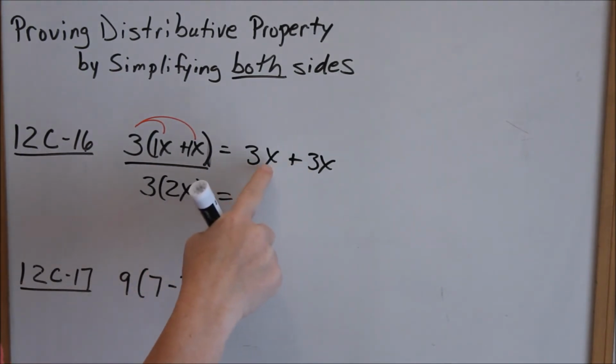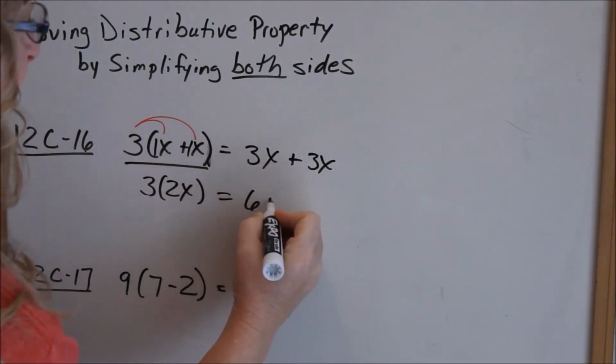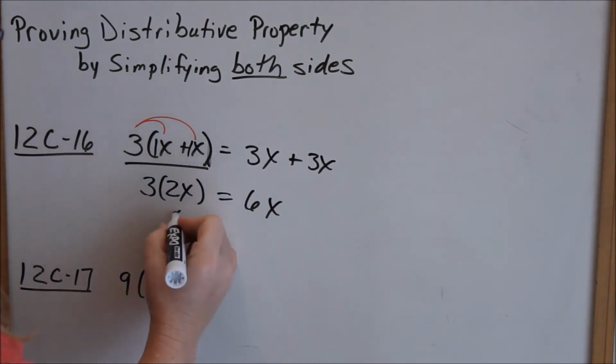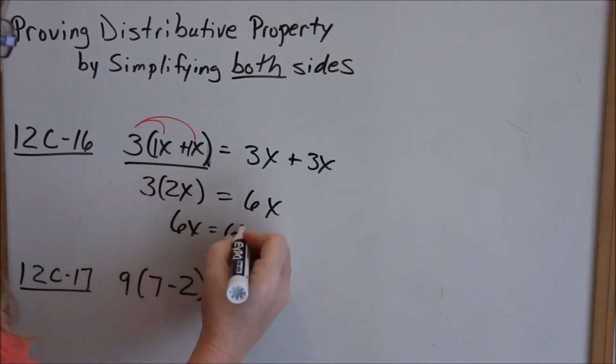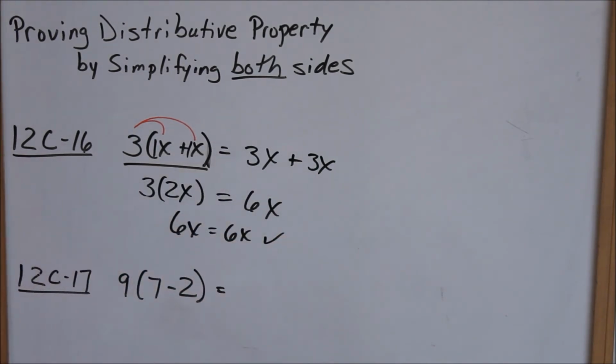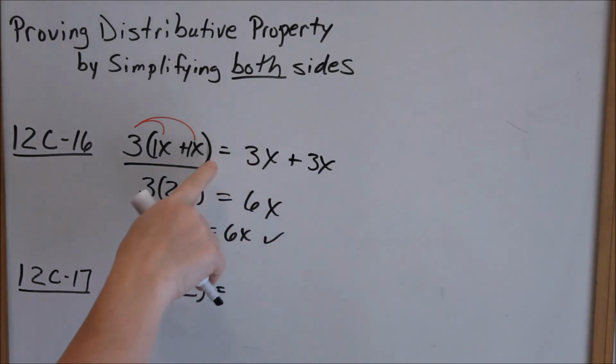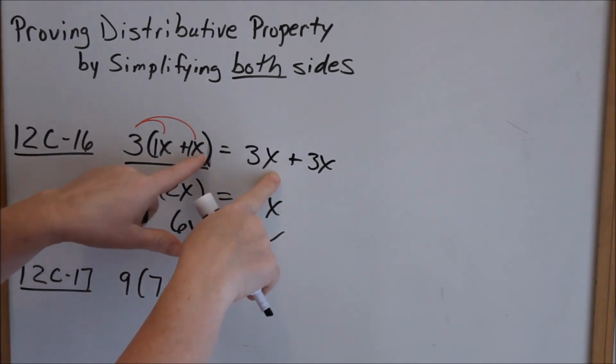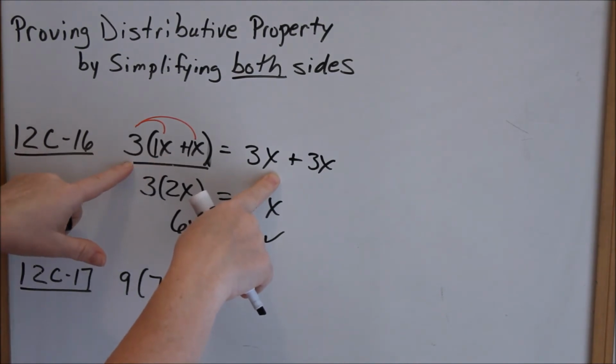Now let's add these together. 3x plus 3x, 3 of these plus 3 of these is 6 of these. Now we can multiply this together. This means 3 times 2x. You multiply numbers to numbers. 3 times 2 is 6, and you still have the x. And so we just proved that the distributive property really does work. On this side, we used distributive and got this answer. Over here, we added this, then multiplied to that.